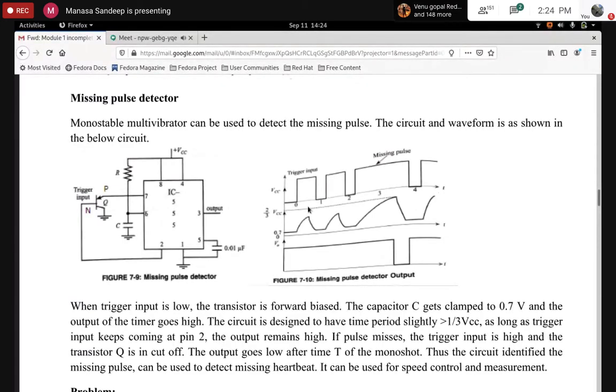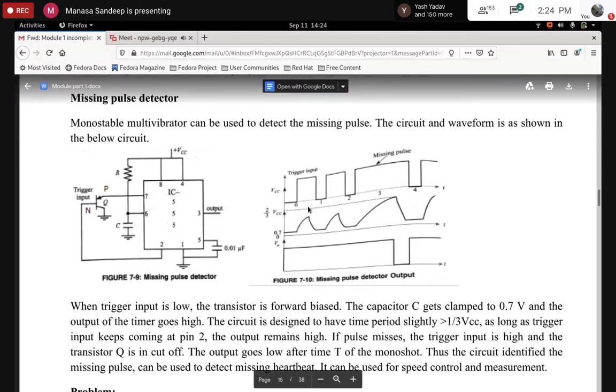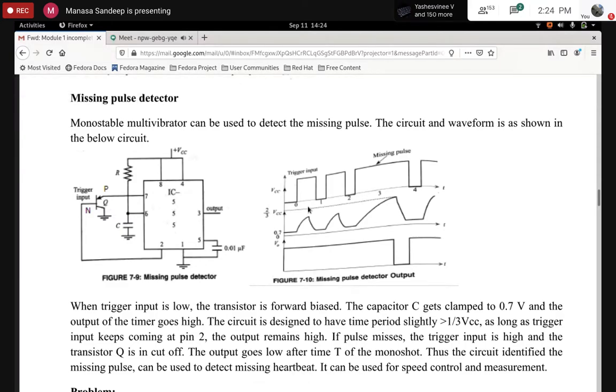So how exactly does a monostable multivibrator work? After it is on for some particular period of time, it comes back and the output goes low. Again, when you get the next pulse, the output goes high. Since you have a low in the output, you can easily tell that yes, one pulse was missed.